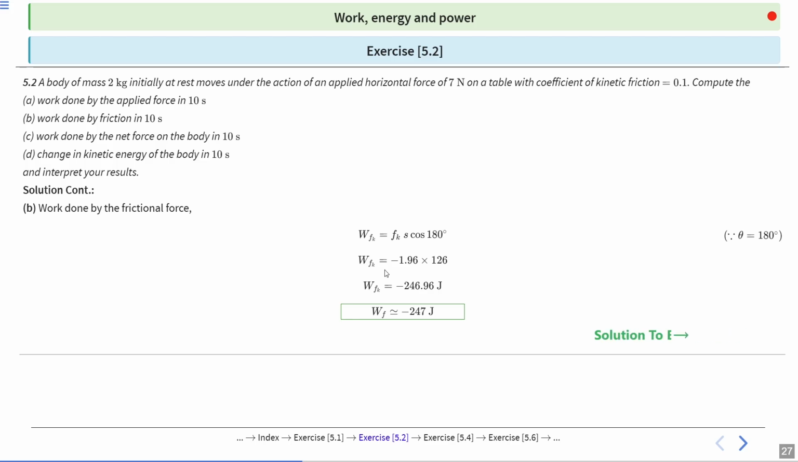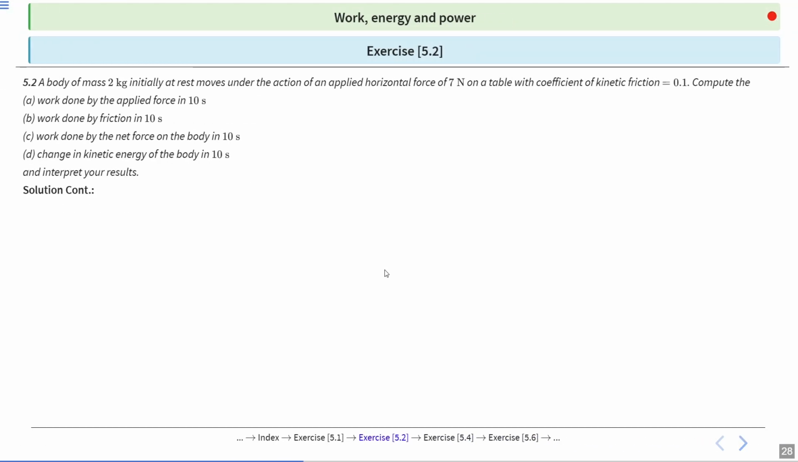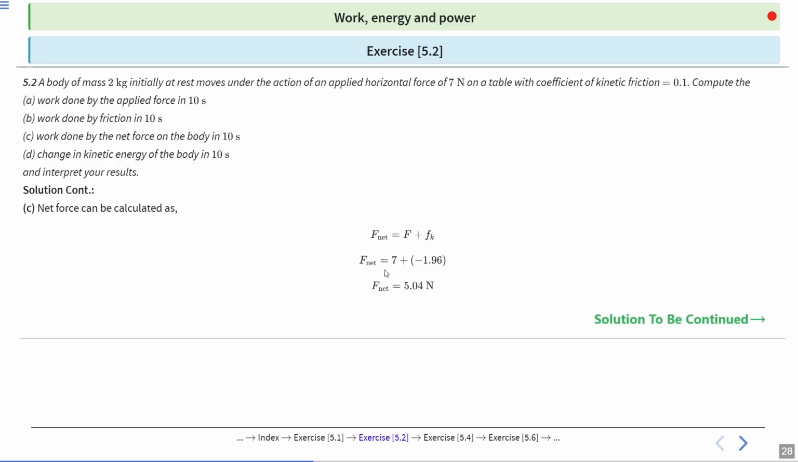Now net force can be calculated from frictional force and applied force. We know frictional force is minus 1.96 and applied force is 7. When we add these two quantities, we get 5.04 Newton. Clear?